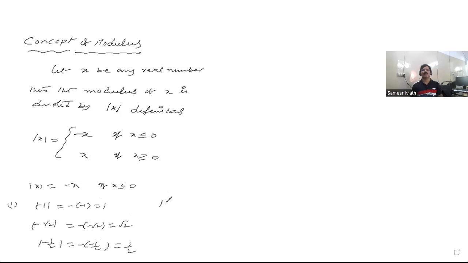Another one, I want to take some different examples. Mod minus 0.7 is minus of minus 0.7, we will get 0.7. Like this, mod of 1 minus root 3. You know very well, root 3 value is 1.732. It is negative, so minus of 1 minus root 3 will give root 3 minus 1. So this is the first definition. Come to the next one now.